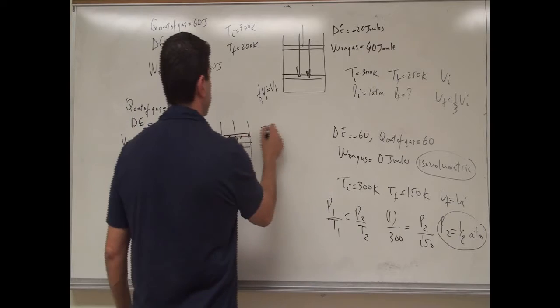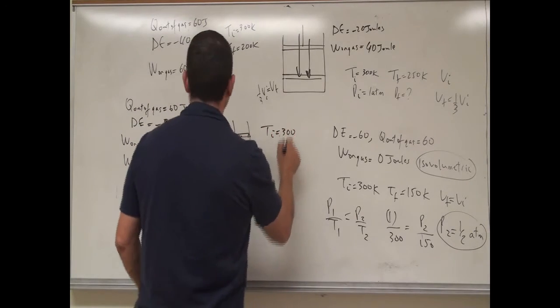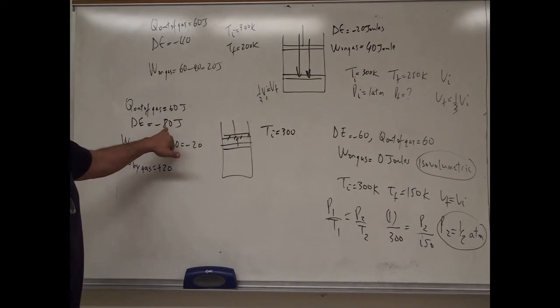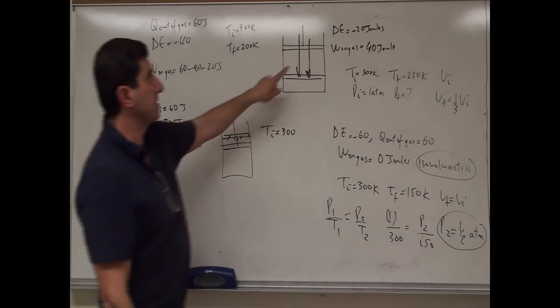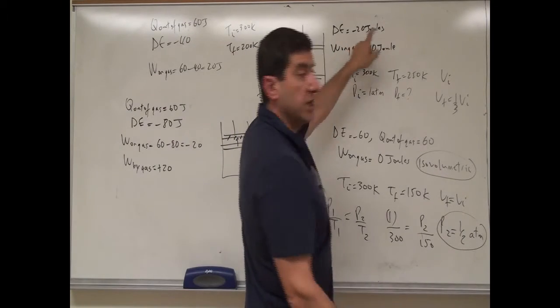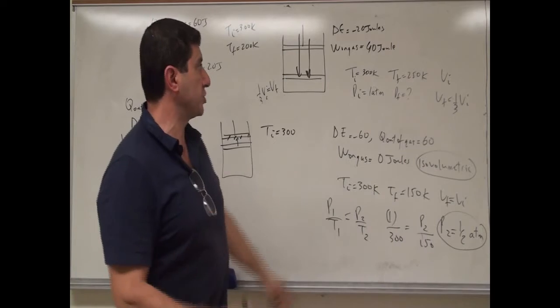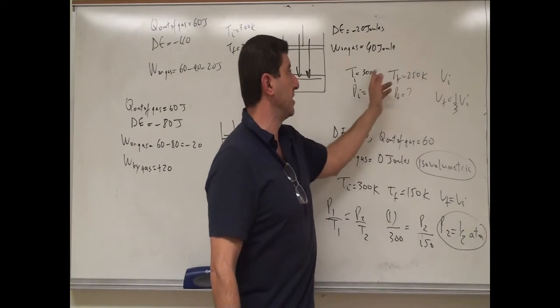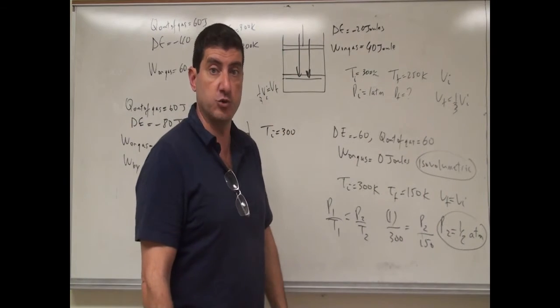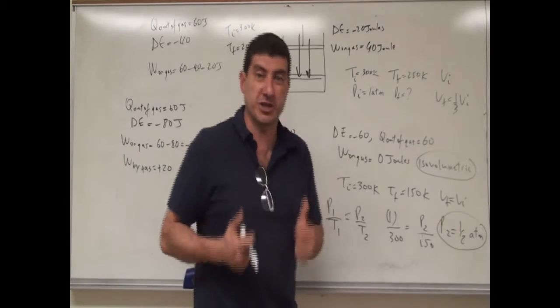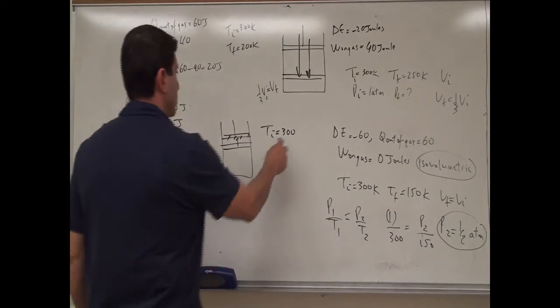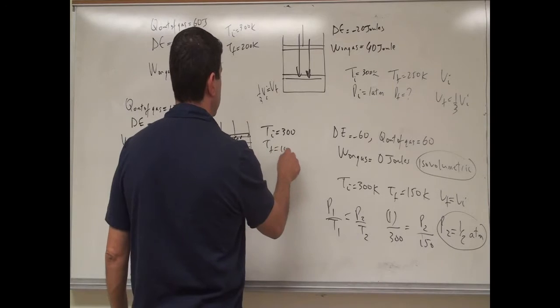Okay, so what's going to happen? T initial is 300. What's going to be the T final? Well, if the change in internal energy is negative 80, compared to negative 20, that's 4 times the change in internal energy. So if this is a 50 difference, that's 200, right? A difference of 200. So the final temperature is going to be 100 Kelvin now, right? So T initial is 300, T final is going to be 100 Kelvin.